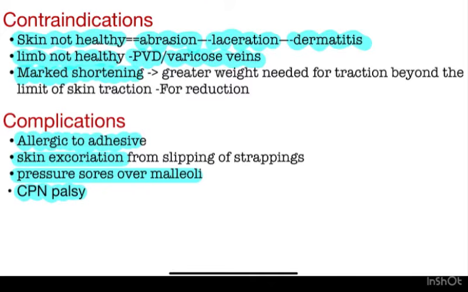What are the complications of skin traction? Now, complications are that the patient might be allergic to the adhesive, there can be excoriation of the skin because of the slipping of the strappings. There will be pressure sores over the malleoli if they are not padded well enough. There will be a common risk of common peroneal nerve palsy if the limb is kept externally rotated, or if the bandaging around the neck of the fibula is tight, constricting.